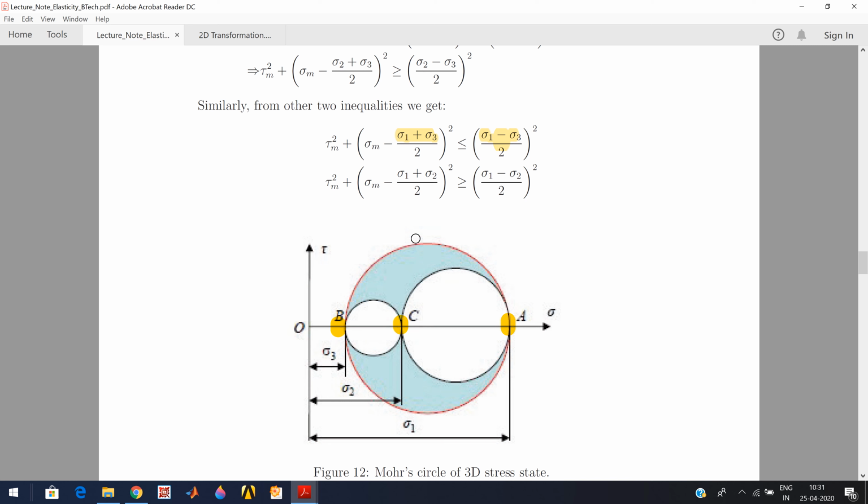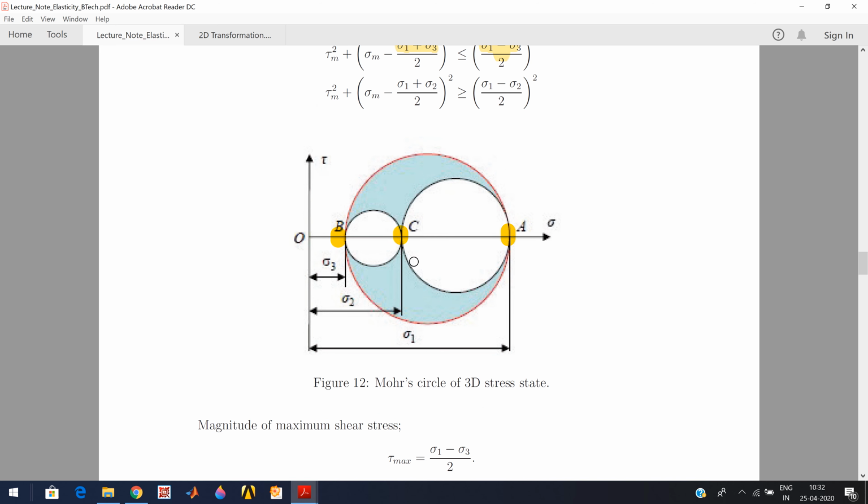That's a very interesting observation, and there are various uses of this interpretation in other mechanics, but I will not go into details of those things. You can just take note that there are 3 circles formed by the 3 principal values, and the point sigma and tau will be within these 3 circles.